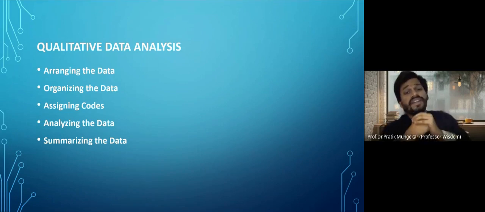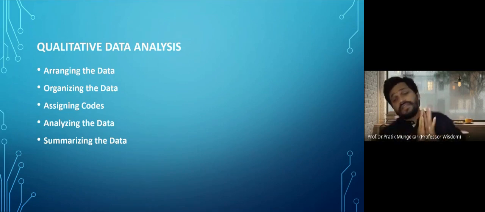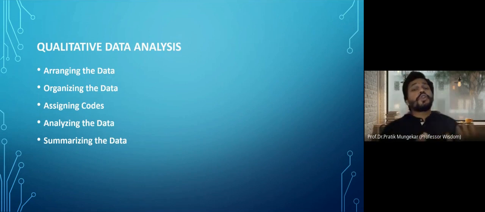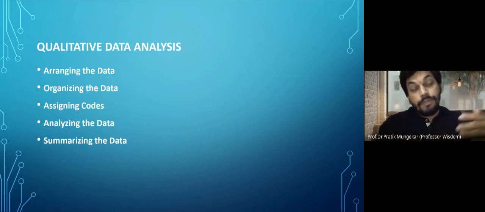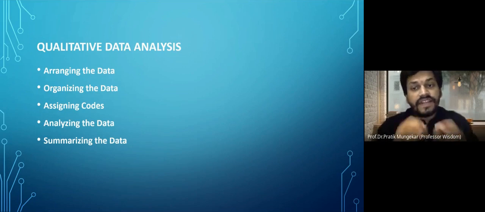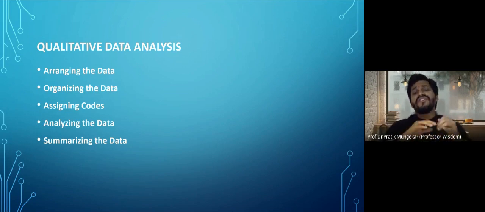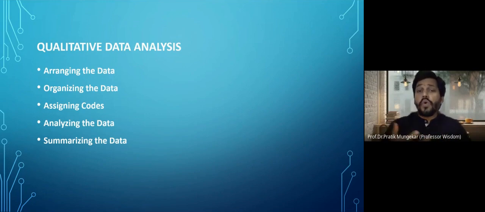Next is summarizing the data. The final stage is to link the qualitative data to the hypothesis. Highlight significant themes, patterns, and trends by using essential codes from the data, as well as any possible contradictions.